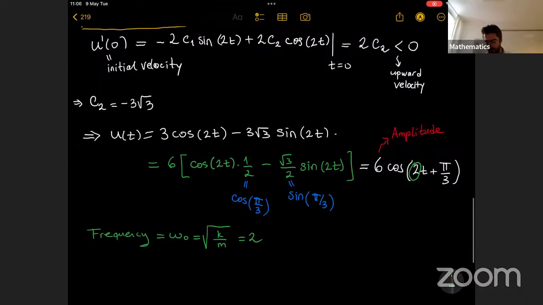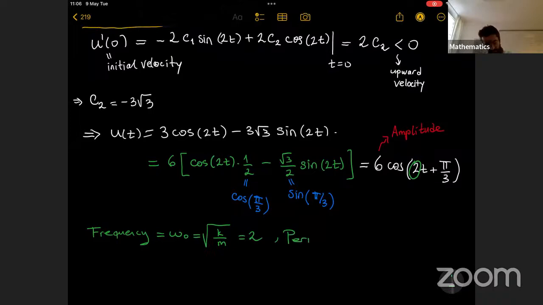And what about the period? The period of such a function. Remember, cosine is 2 pi periodic, but now it is cosine 2t, so it's going to be 2 pi over W0, which is 2, so 2 pi over 2, and this is pi. So it is pi periodic, so that means every pi you will get the same picture, okay? So if you shift the graph by pi, you will get the same copy of the graph, okay?